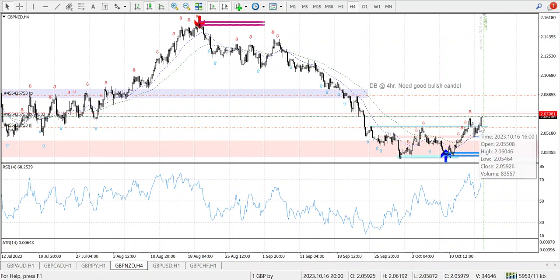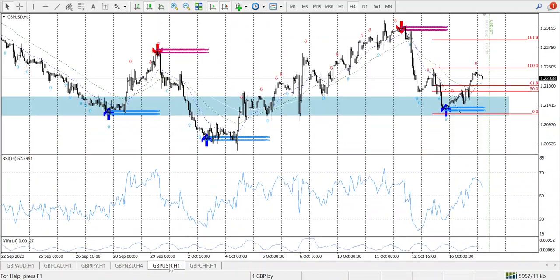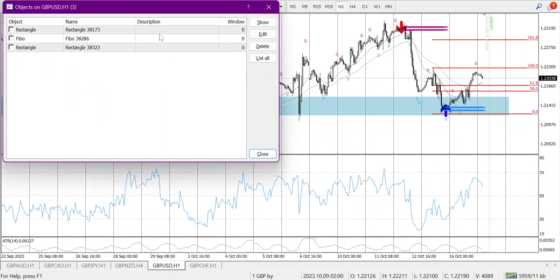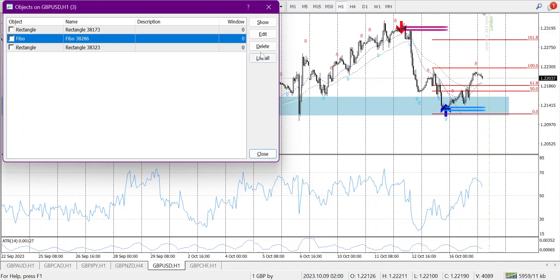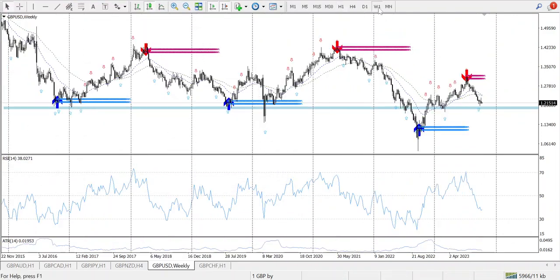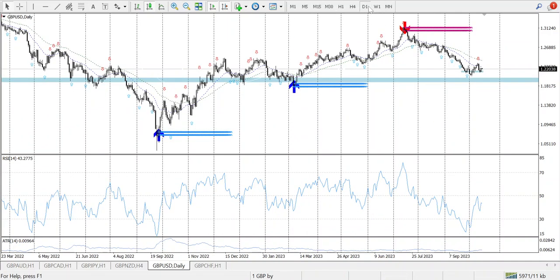It has broken the support with this candle. It's almost ending. I should increase my speed without talking nonsense. Weekly, it is now a downtrend. Daily, yep, downtrend. This is going a downtrend right now.